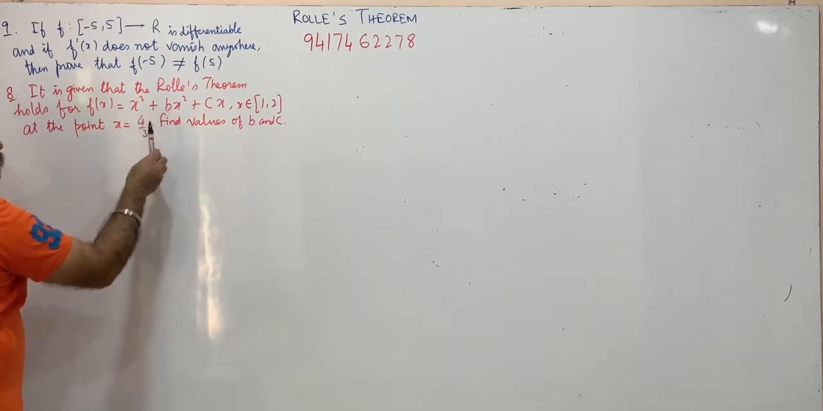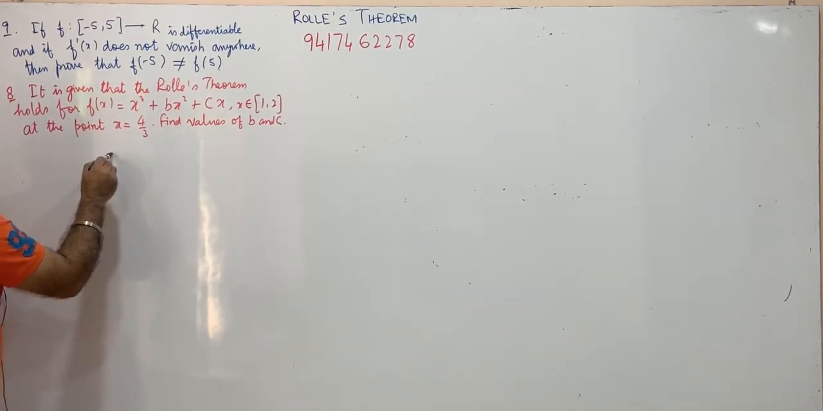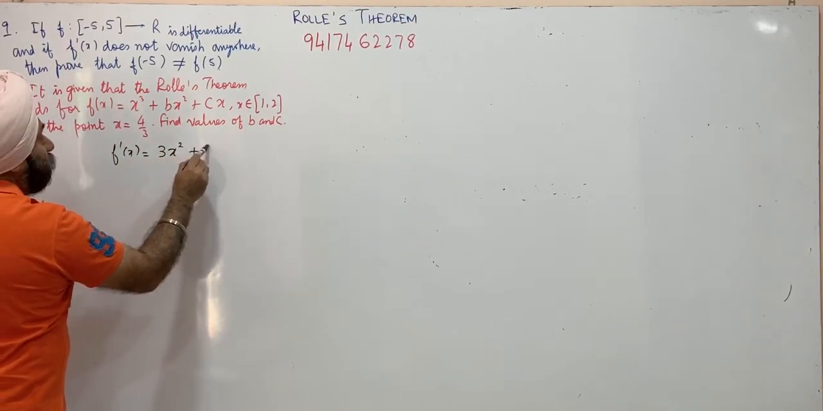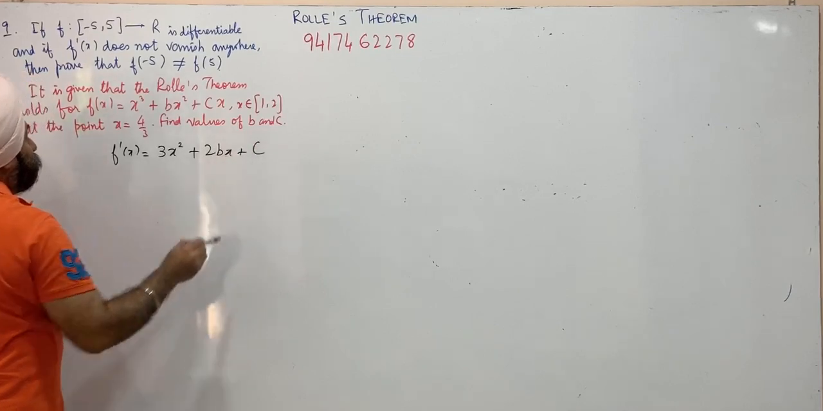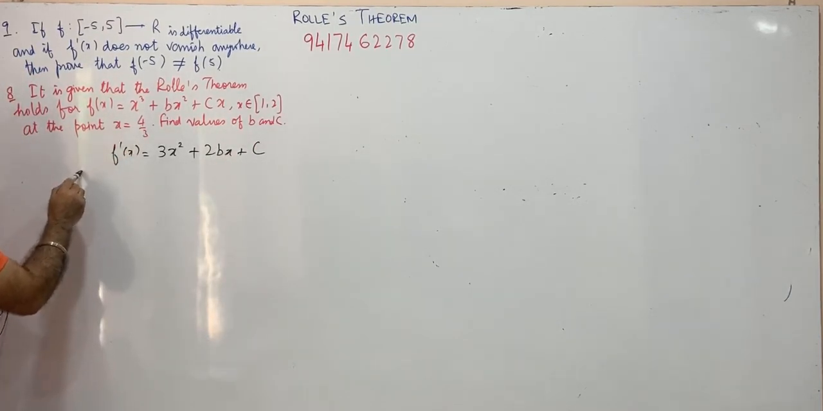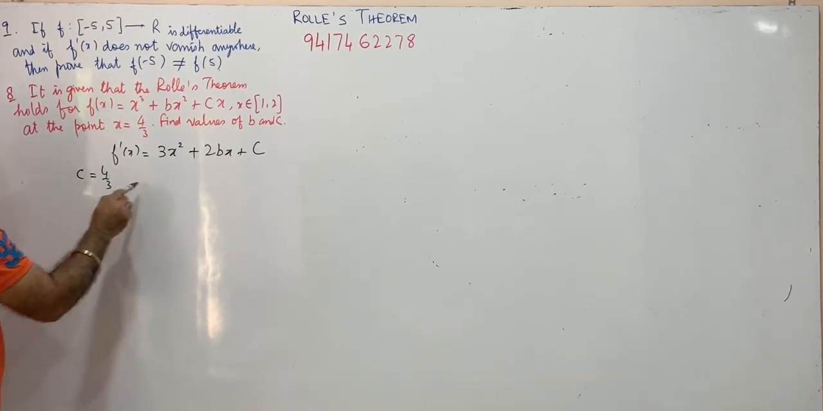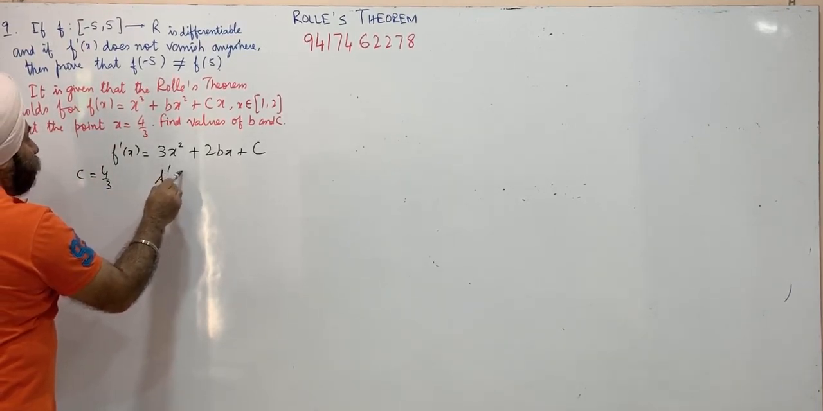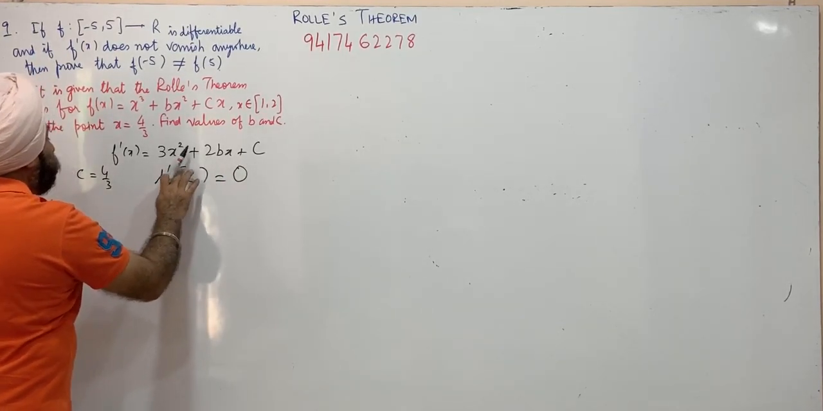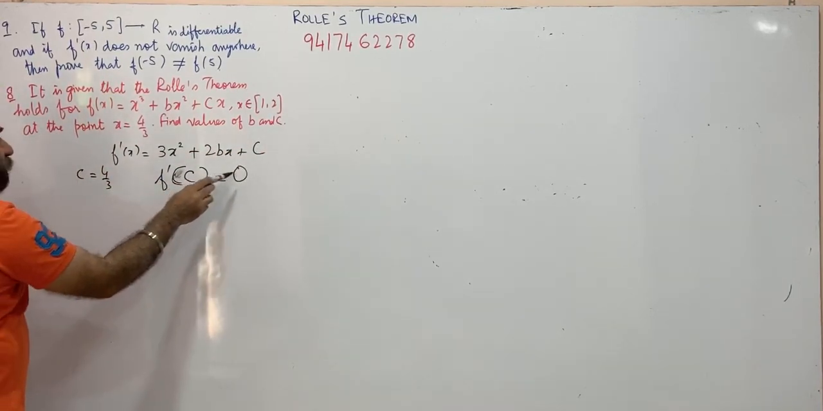So this is a polynomial function. We find out derivative of the function. This is 3x square plus 2bx plus c. So Rolle's theorem holds at this point. This means c is 4 by 3, and if c is 4 by 3, then f dash of c will be 0. Not to be confused with this c. So f dash of c is equal to 0.